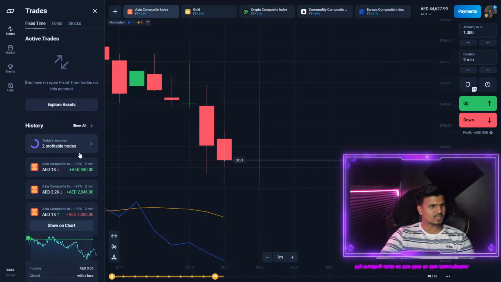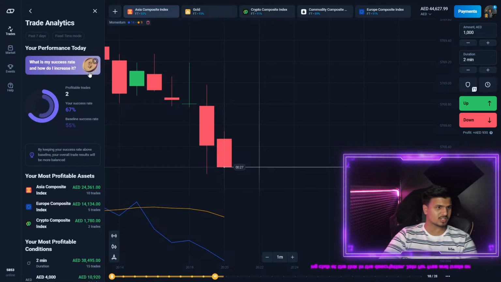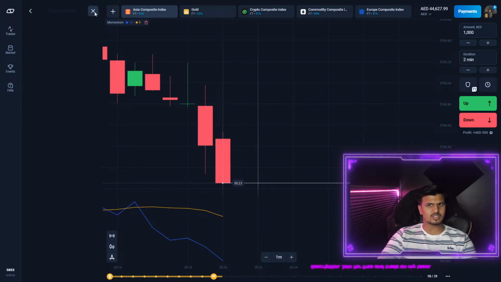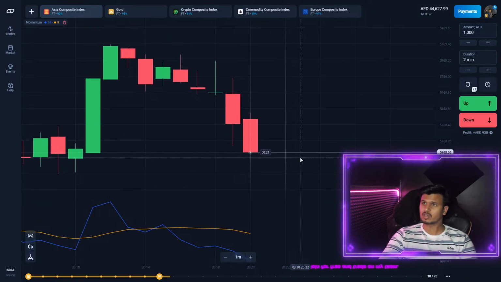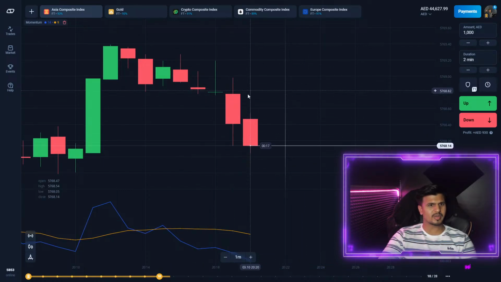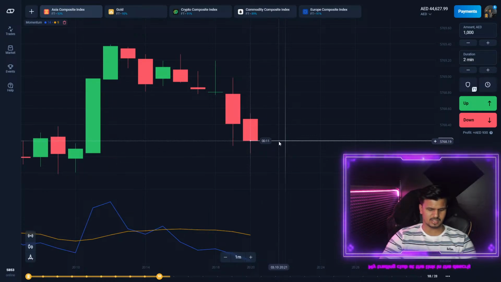So it's going to be the second profitable trade with the highest success rate, as we can say, 67%. Amit Pandit, congratulations, bro. Thanks, bro. I hope you will also earn like this. So now it's currently moving in the downward direction. So we can invest here again after 12 seconds.